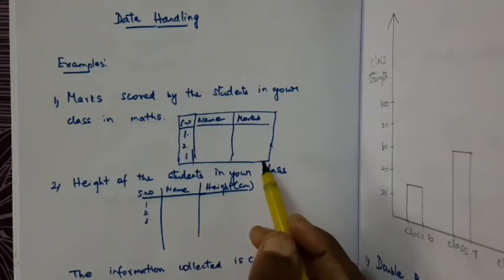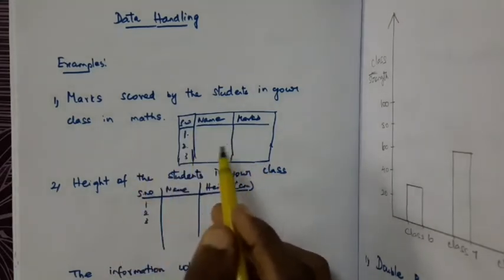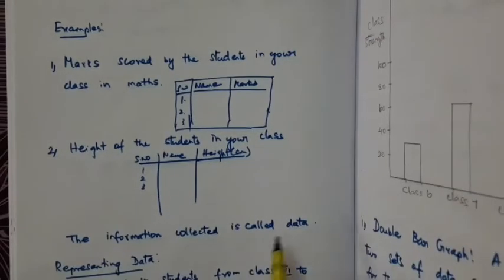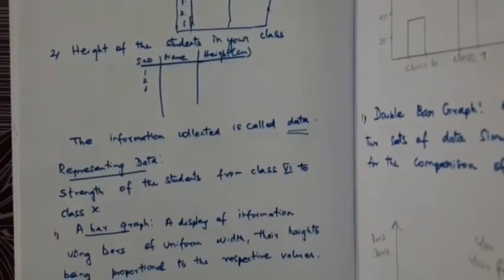Here the information collected is marks scored by the students. Here the information collected is height of the students in a class. Such information collected can be called data. The information collected is called data. Now we are going to see what is called representing data.